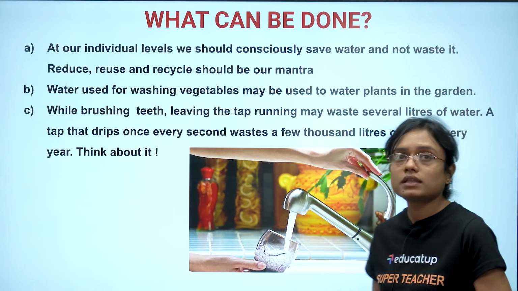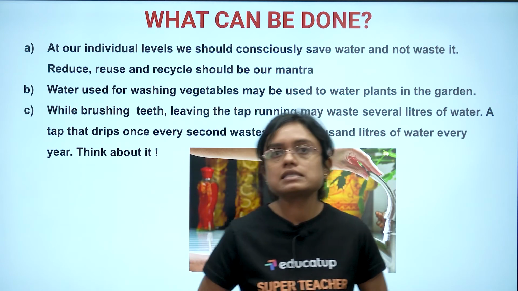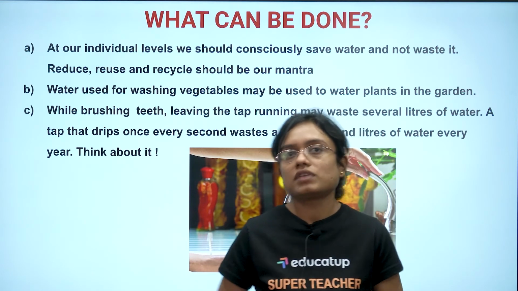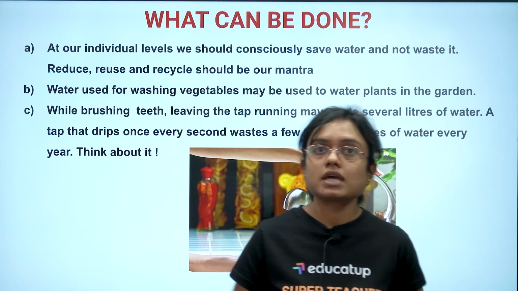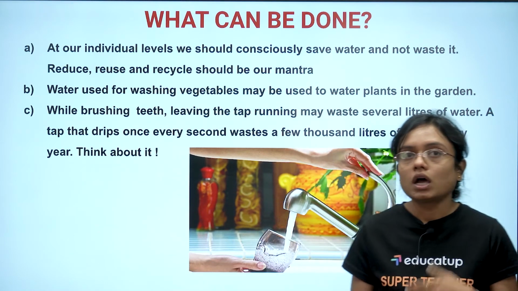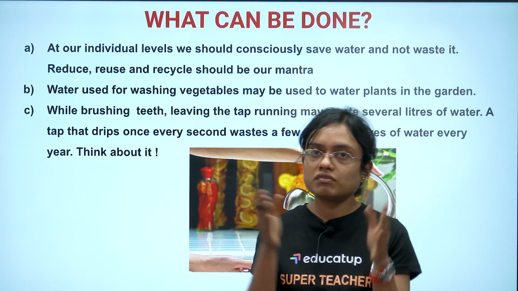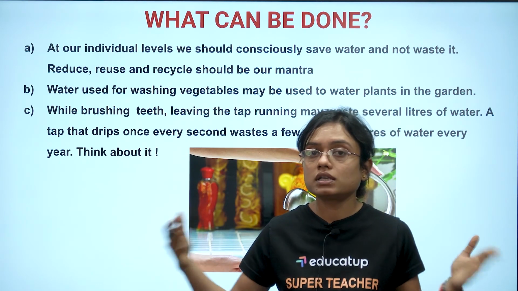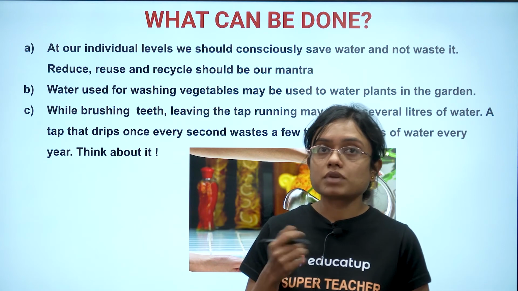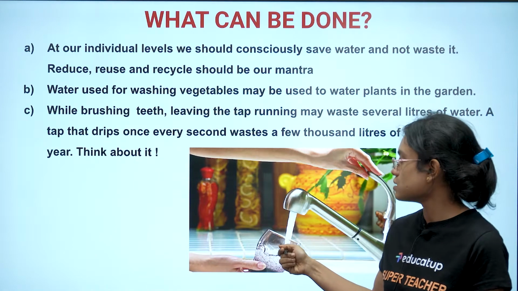Now, what can be done? At our industrial levels, we should consciously save water and not waste it. Reduce, reuse and recycle should be our mantra rather than putting garbage into the water. Water used for washing vegetables may be used to water plants in the garden. So basically, whenever you are using water, try to have alternative usages for it. While brushing teeth, don't leave the tap open, close it, these kinds of things.